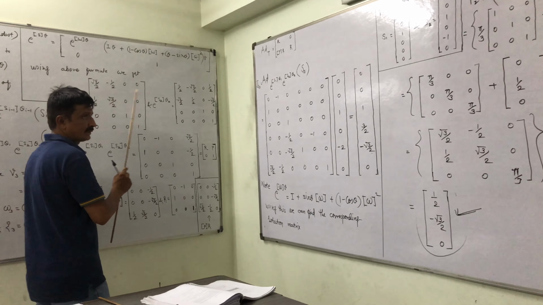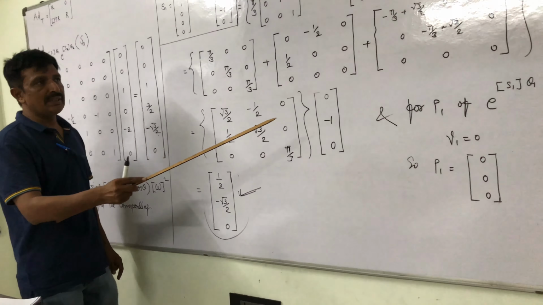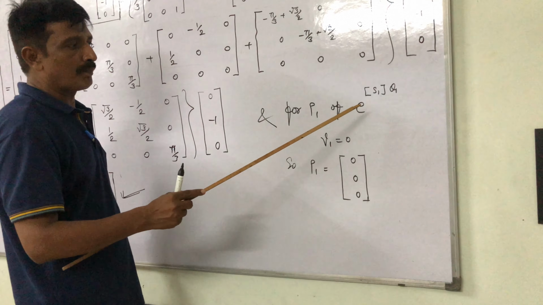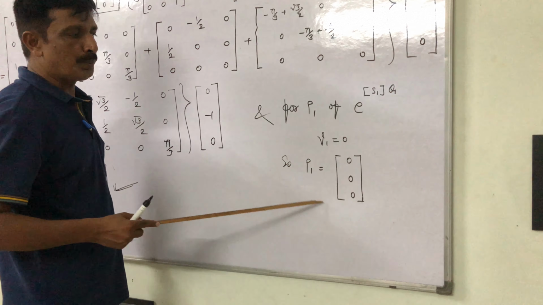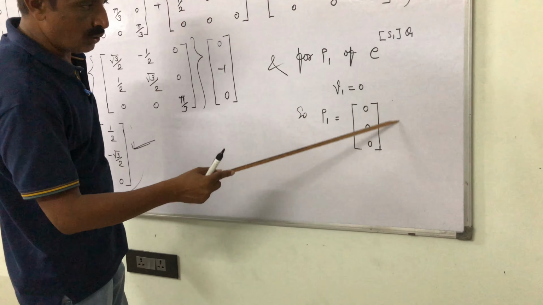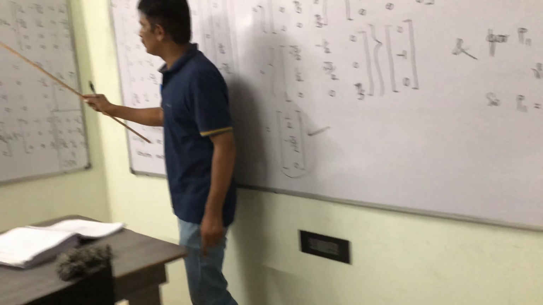And for this S1 theta 1, S1 coincides with the space frame. So V1 is 0, and P1 automatically becomes 0. So we don't require this calculation. This one is 0 0 0.